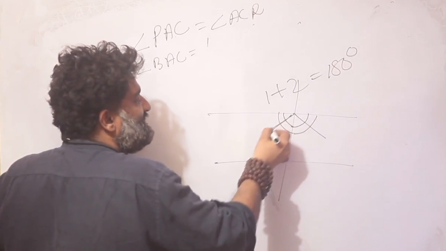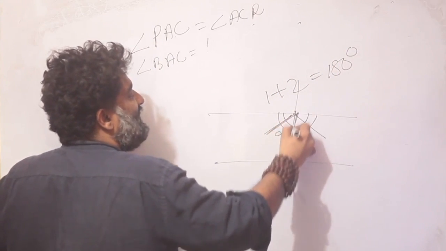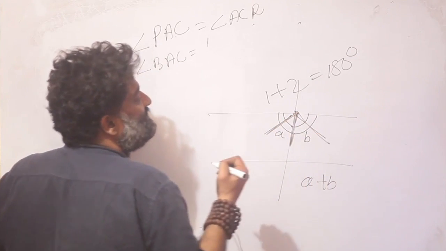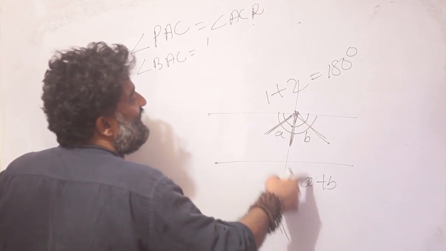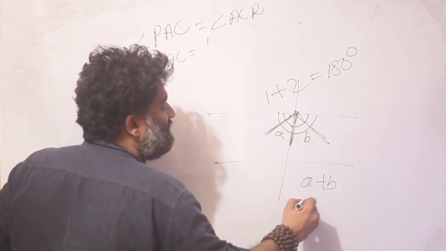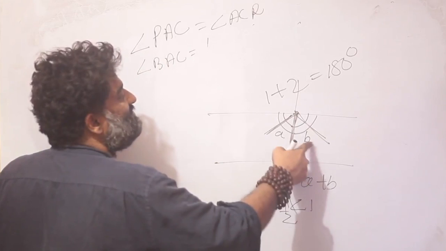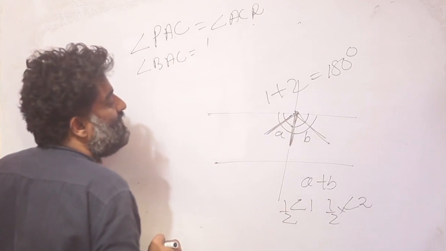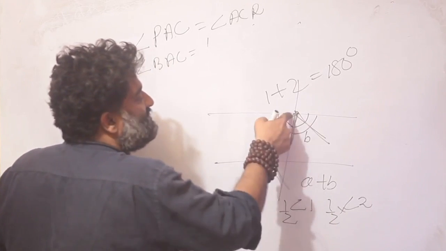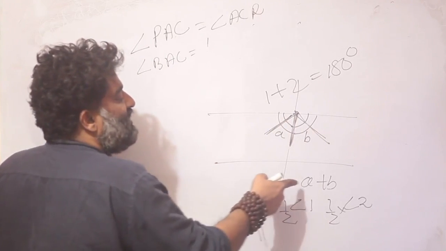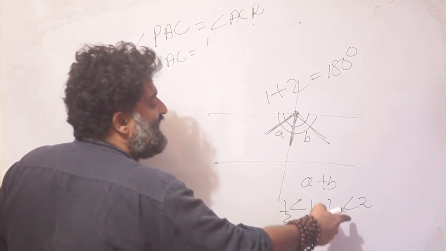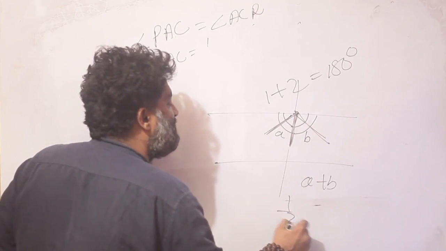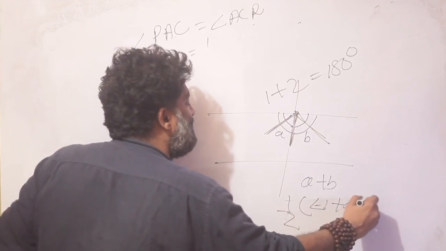And let me call this part A and let me call this part B. So angle A plus angle B is what I want to figure out. Angle A is half of angle 1. Angle B is half of angle 2, 1 by 2 of angle 2. Why is that? Because these were the angle bisectors. So A is half of angle 1, B is half of angle 2. I wanted to add them. I take the half common out. What do I get? Half of angle 1 plus angle 2.